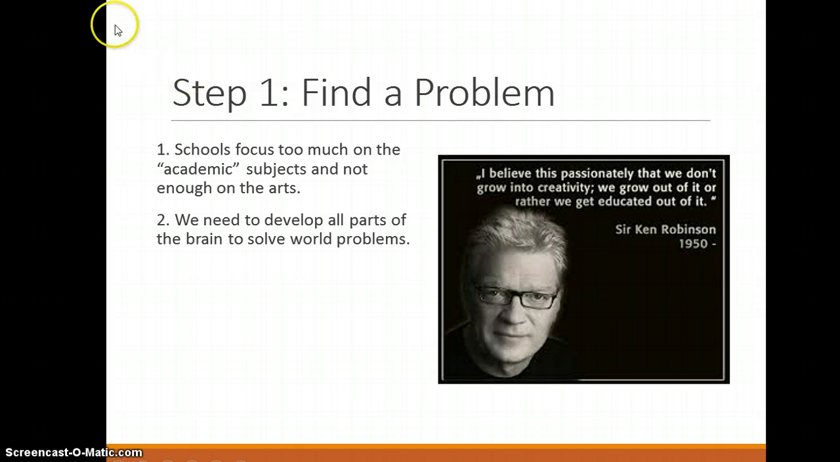The first step in creating a problem solution argument is to find a problem. In your assignments in this first week, you are watching a TED Talk by Sir Ken Robinson entitled Do Schools Create or Kill Creativity? He finds a couple of problems. One, that schools focus too much on academic subjects and not enough on the arts. And two, we need to develop all parts of the brain to solve world problems. So the fact that we're not being taught creativity in school is leading to a larger problem.